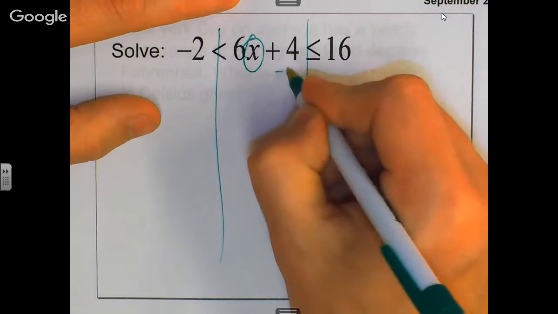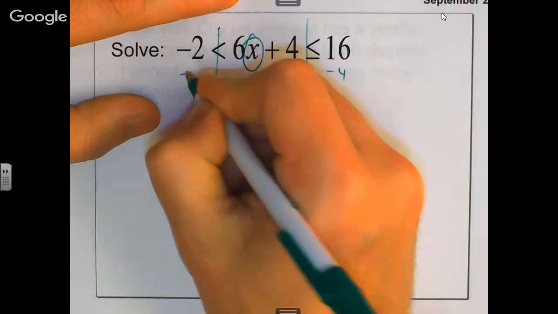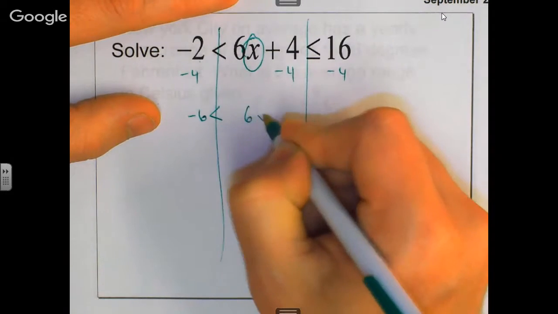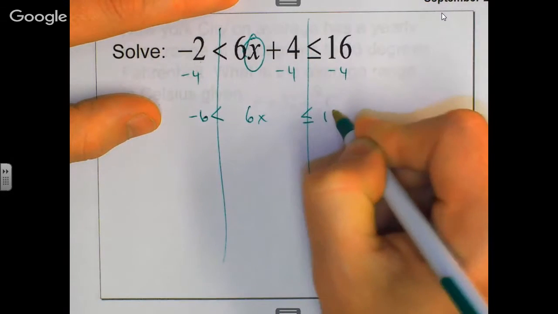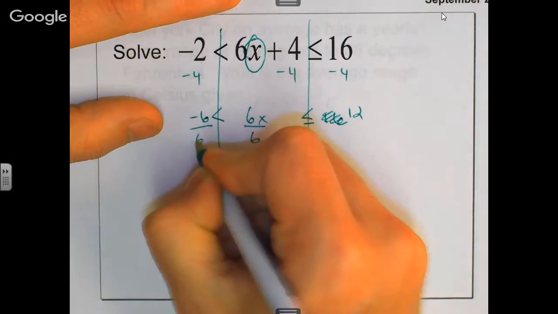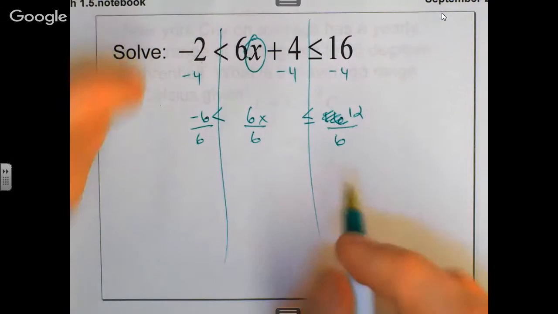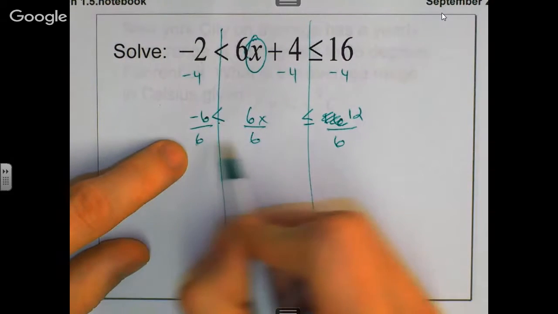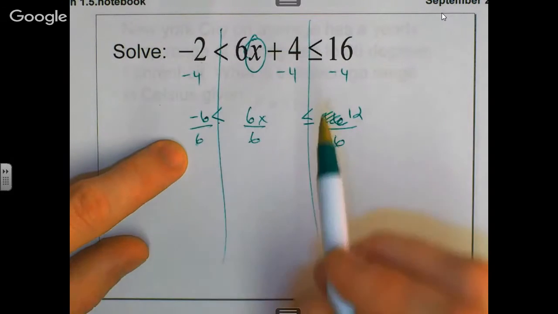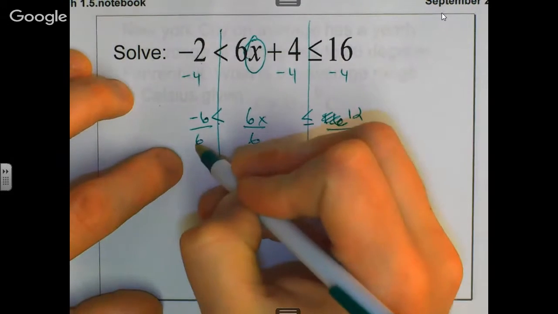So we'll subtract 4 from every side. So minus 6, less than 6x, less than or equal to 6. Whoop. 12. Divide by 6. And I do not flip the sign because this number down here is not negative. Even though these numbers on top may be negative, this has to be negative on the bottom.